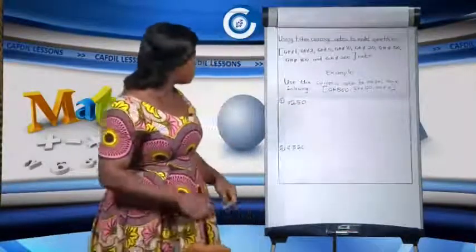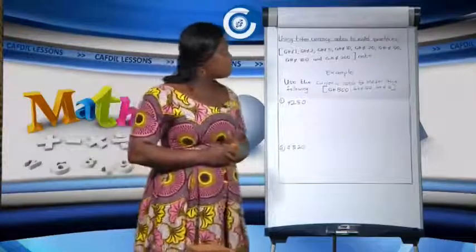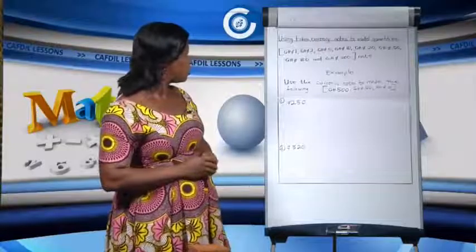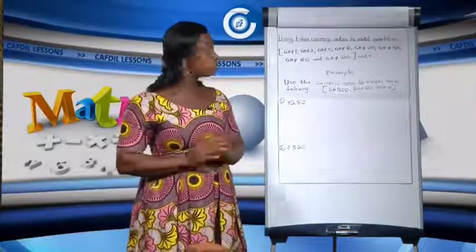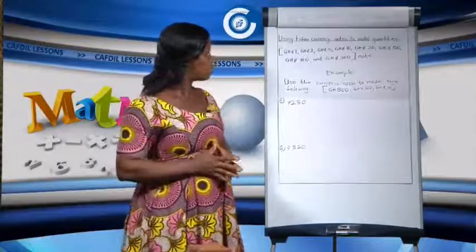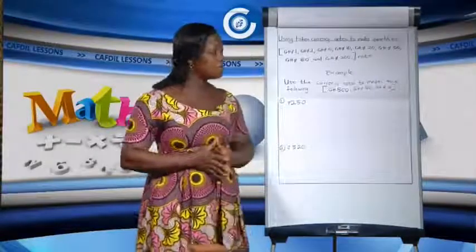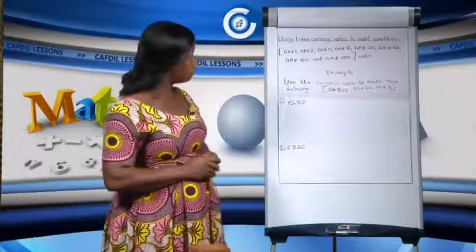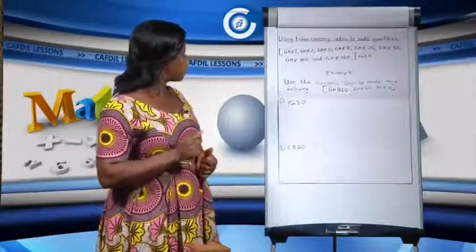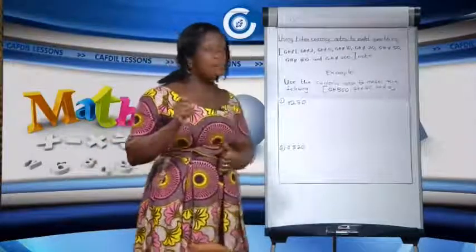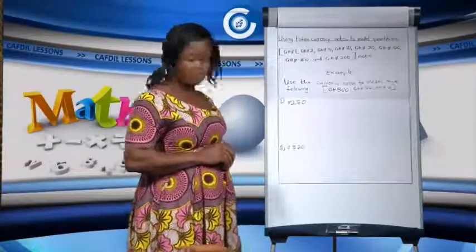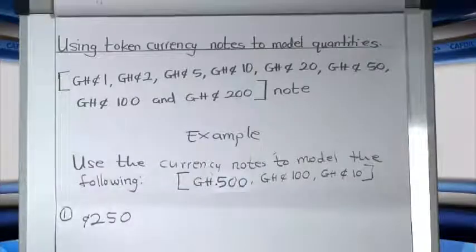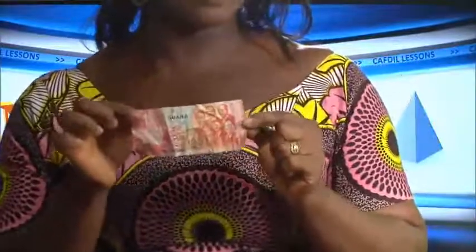Now we are through with using the multi-base to model number quantity. Let's move on to using token currency notes to model quantities. In Ghana, we know the notes that we have, that we call the paper one. We have 1 cedi, which we have here. We have the 1 Ghana cedi.